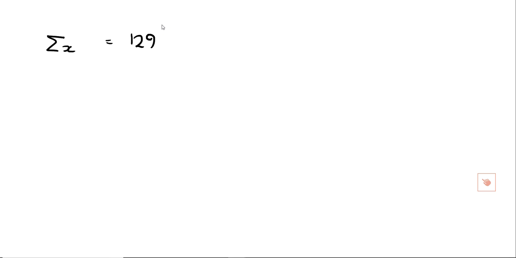How many runs did you do? 15. Right. What have we not been told? We haven't been given the individual times, the 15 times. What we have been given is the sum of those times. He took 129 minutes to do it 15 times.